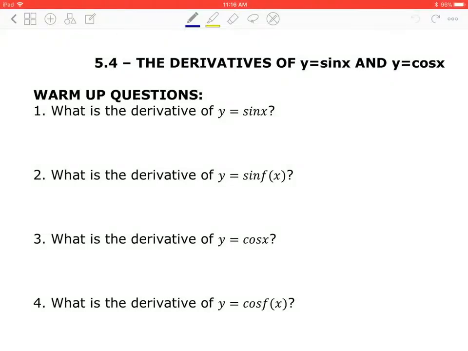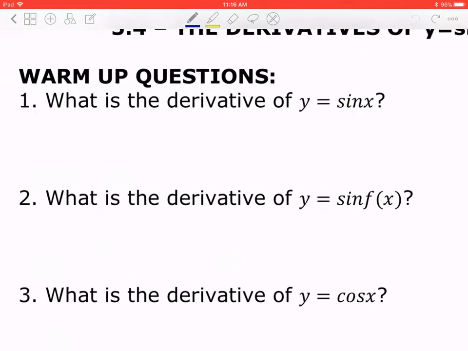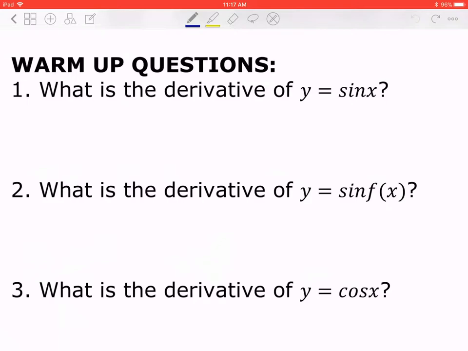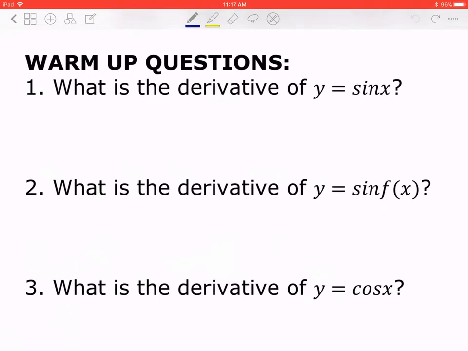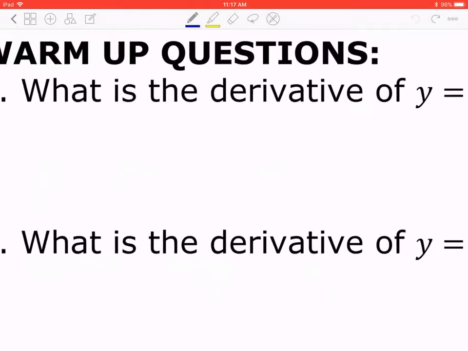Hi everyone, this is the video lesson for 5.4, the derivatives of y equal to sin x and y equal to cosine x, part 1. Let's take a look at the warm-up. Number 1, what is the derivative of y equal to sin x?